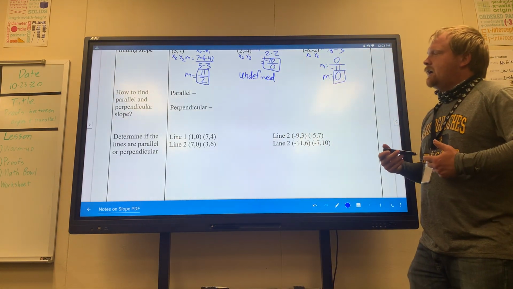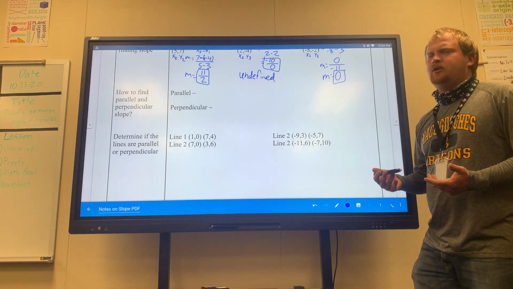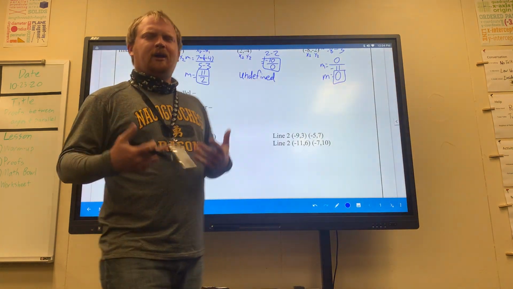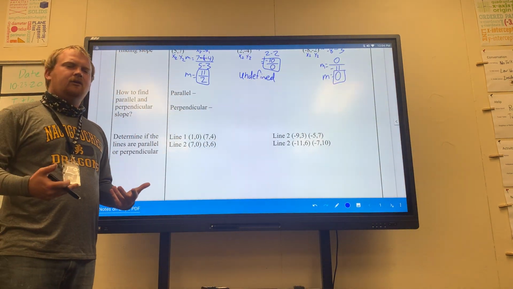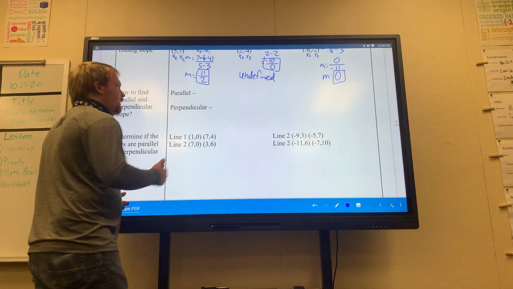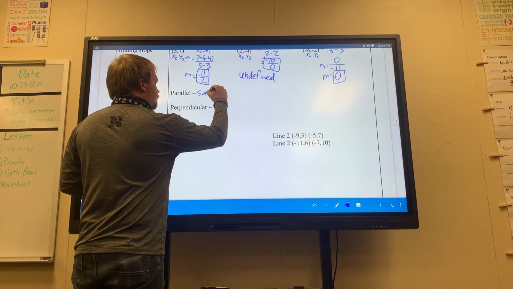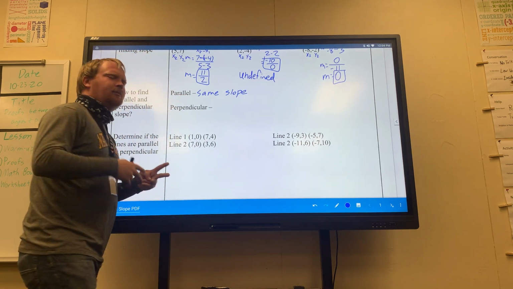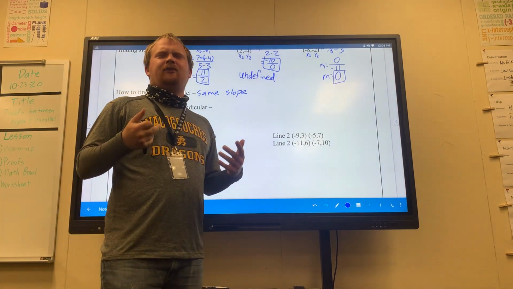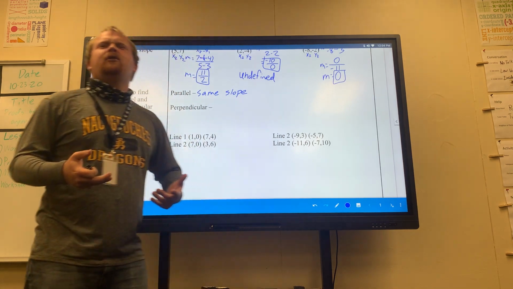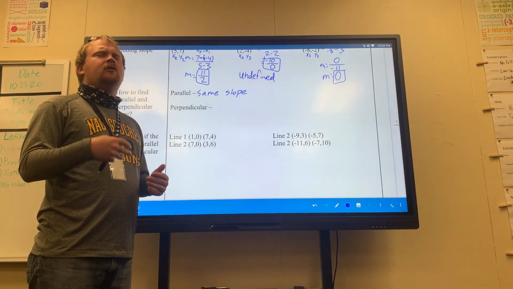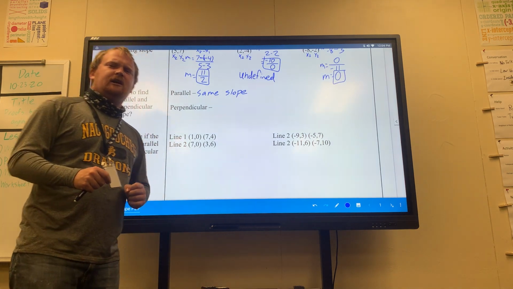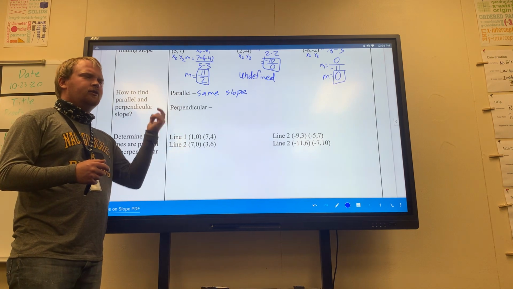Now, how to find parallel and perpendicular slope? Well, there's different ways, but what we actually come to find out through years is that for parallel, they're the same slope. If you have two lines that are parallel to each other, they're going to have the same slope. And rightly so, because they're never going to intersect. And if you change the rate just by a little bit, you eventually will get an intersecting line. Now, perpendicular is a little bit tricky.